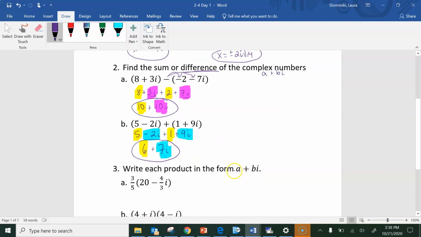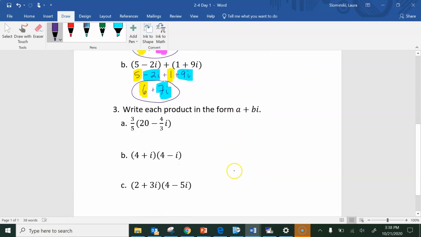Last but not least, we talked about in the video finding the product, which means multiply, to get in the form a plus bi. The first way we talked about it is to distribute if you have just a single term times a binomial. So this would give me 3/5 times 20, and then minus 3/5 times 4/3 i.